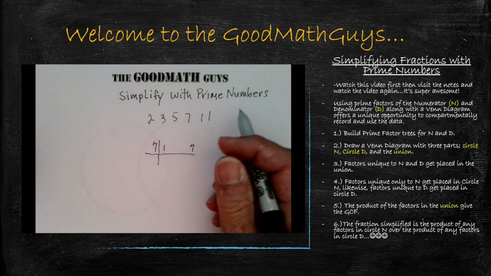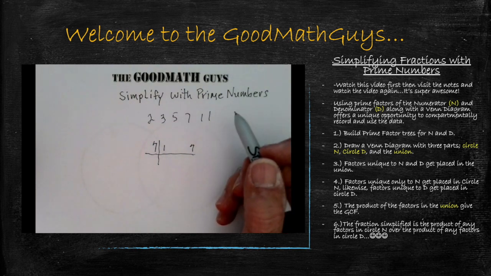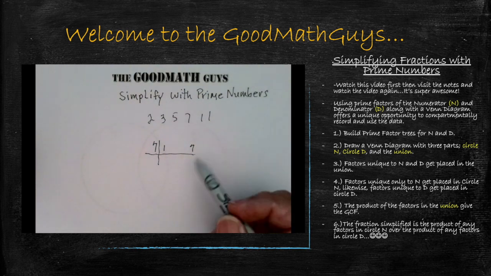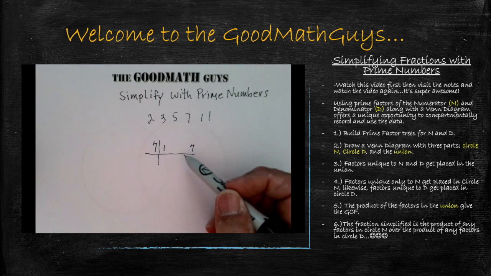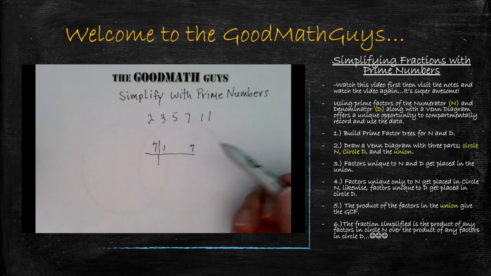Now, prime numbers are unique because all positive whole numbers can be factored into a product of prime numbers. Then we can use that to simplify fractions. So let's take a look at how that works.